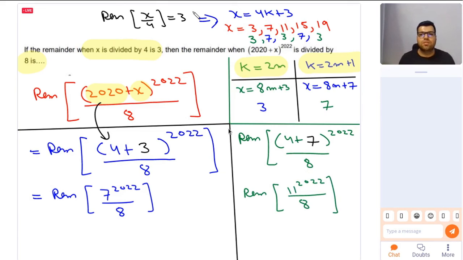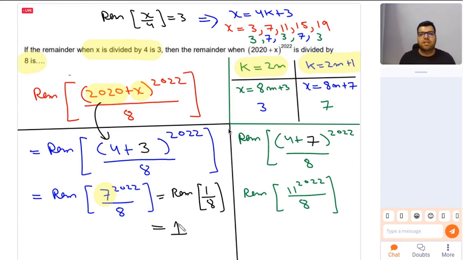So next step is I will replace 7 with minus 1. So this will become the remainder of minus 1 raised to power 2022. Minus 1 raised to an even power is 1 only. So minus 1 raised to power even is 1, divided by 8. So this is equal to 1.